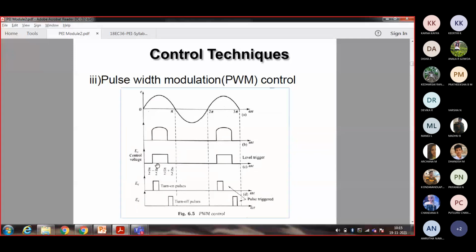This is very much important when you come to the communication subject, analog communication, digital communication, like that you're going to get. So as we have seen, first of all, we should know about the modulation. Then only we can go for pulse width modulation. Modulation is carrying the actual signal from one end to the other end using a carrier signal.